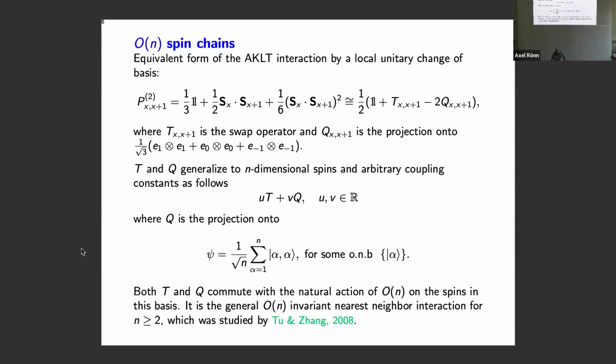phase diagram. Can I advance? No, I cannot advance. Okay, escape. Oh.